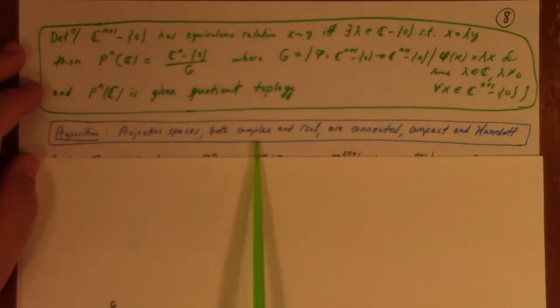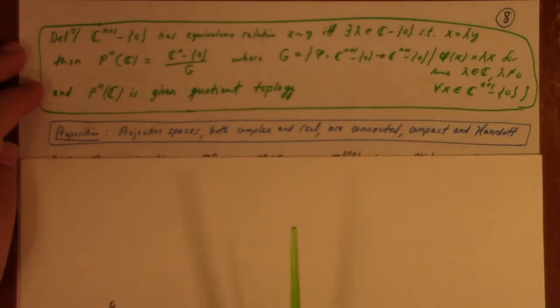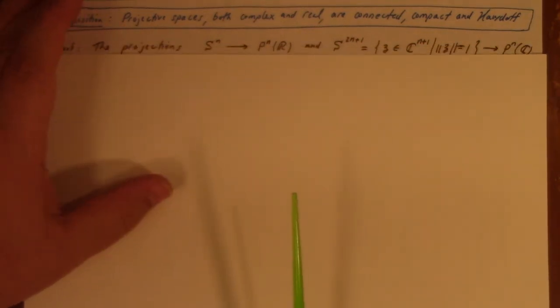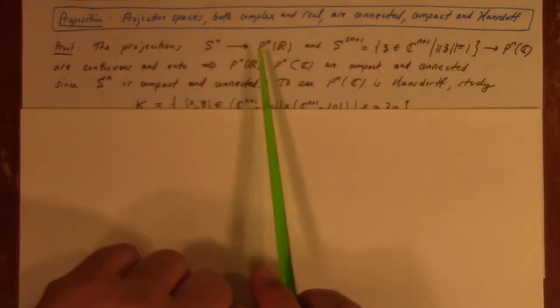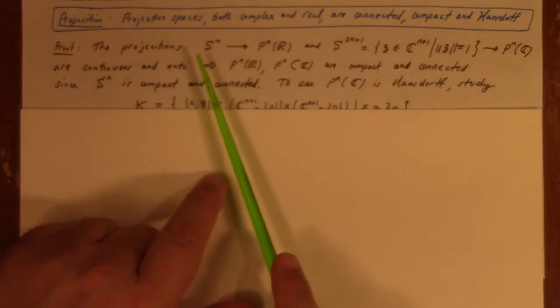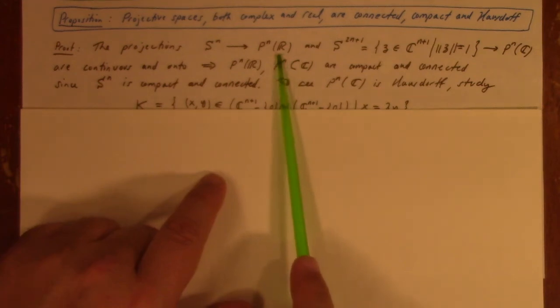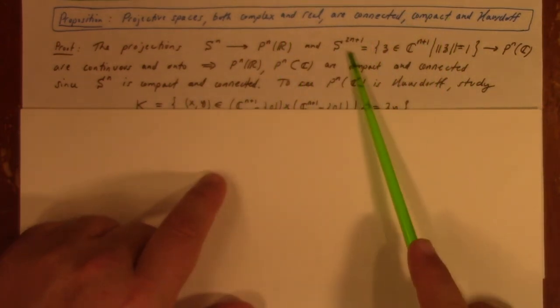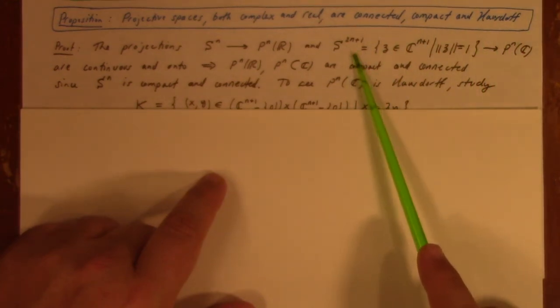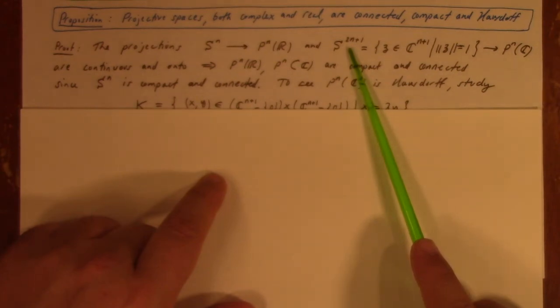Projective spaces, both complex and real, are connected, compact, and Hausdorff. And so here's where I was talking about how all of a sudden he's dropped his definition and he's just using his theorems and replacing Rn+1 with Sn. He's like, well, Sn, the projection from Sn to Pn, and the projection from S2n+1 to Pn. So S2n+1 you can characterize.